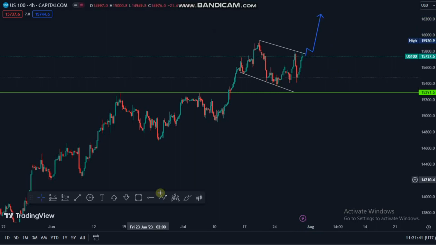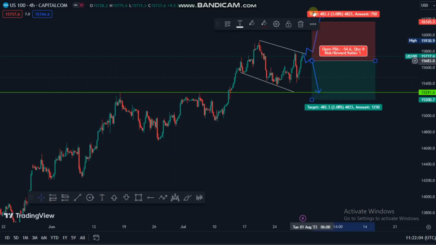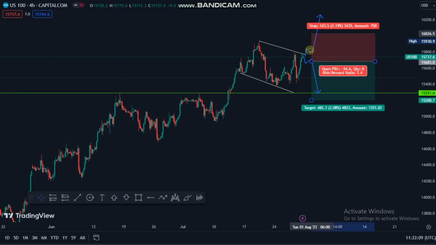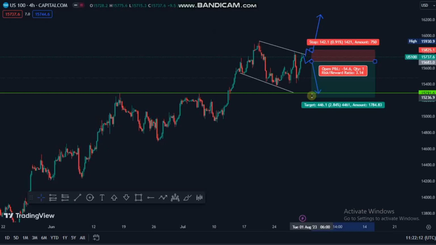Or I would look for a downward move, then a correction, right? And then take my positions to go to the downside, maybe around this level right here, right? So this is how I would place my positions. So right here, I sell entry, then our stop loss would be roughly around this area, and then I'll take profit right about this area.